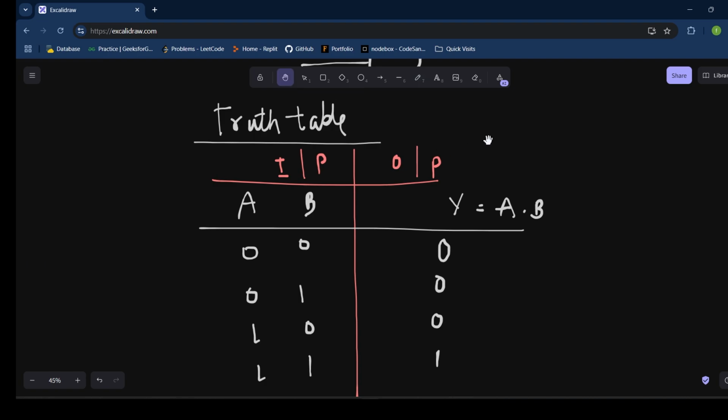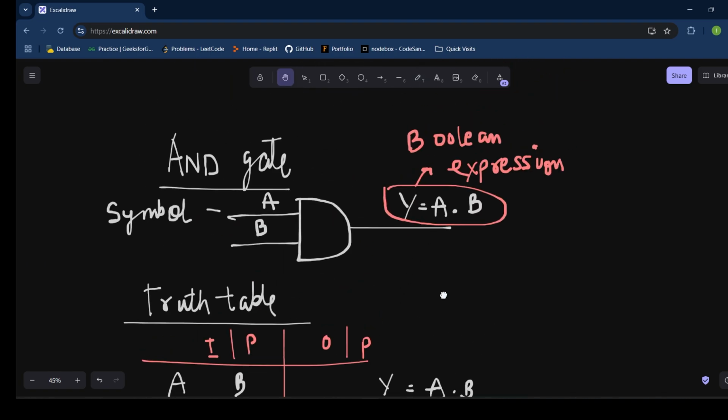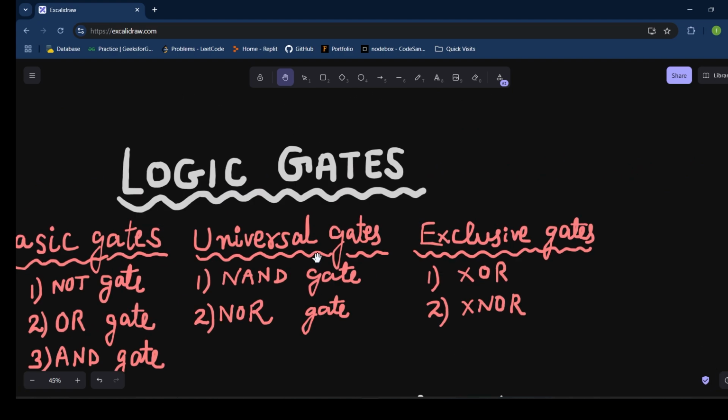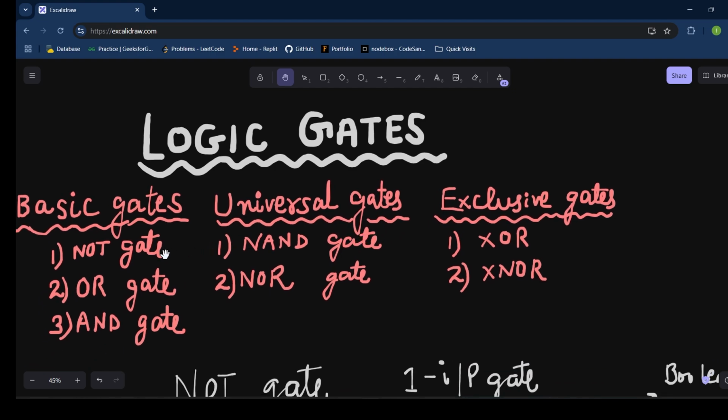Now next move on to our universal gates. Why do we call these gates universal gates? As with the help of these two gates, NAND and NOR, we can derive the other gates, the basic as well as the exclusive gates.